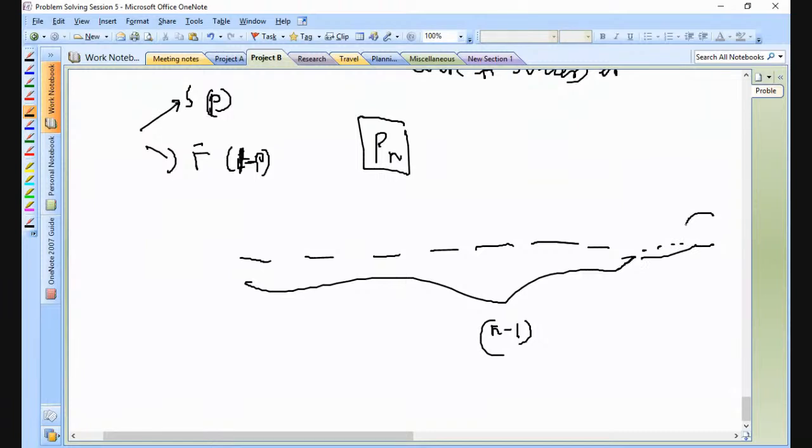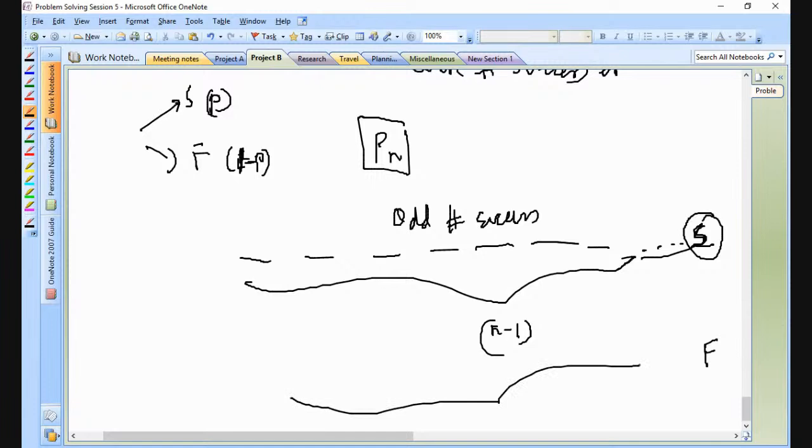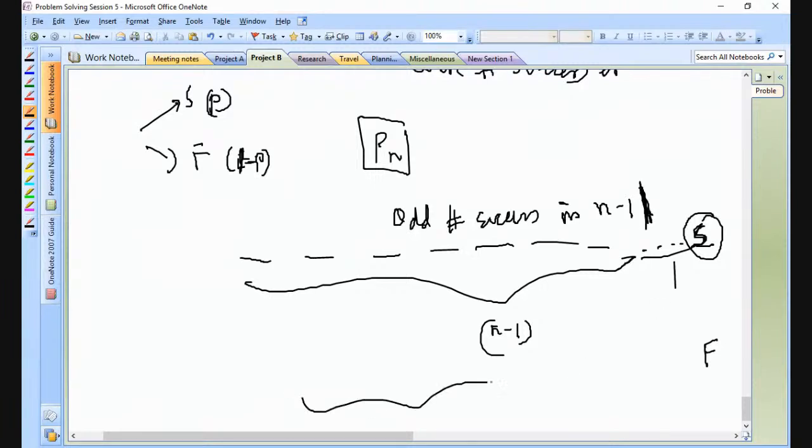So let's say n. If the last one is success, then here there are what? Odd number of successes. Yes. If the last one is failure, then we have odd number of successes. And we want to have even number of successes, right? So if we have the last term as failure, then there are n minus 1 successes, right?